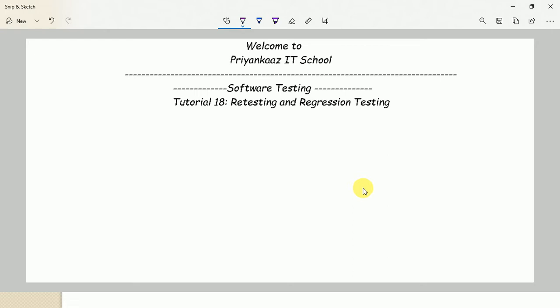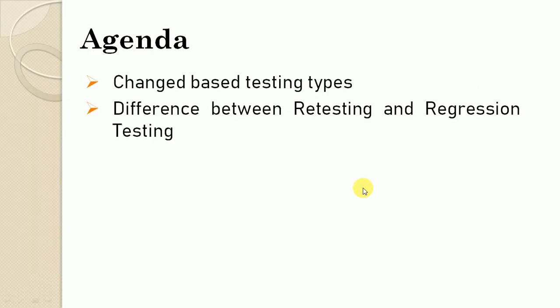Today let's understand the concept of retesting and regression testing. So the basic agenda for today's session is: what exactly is the concept of change based testing type, and the difference between retesting and regression testing. So guys, very first, software testing is an integral part of the software development life cycle.